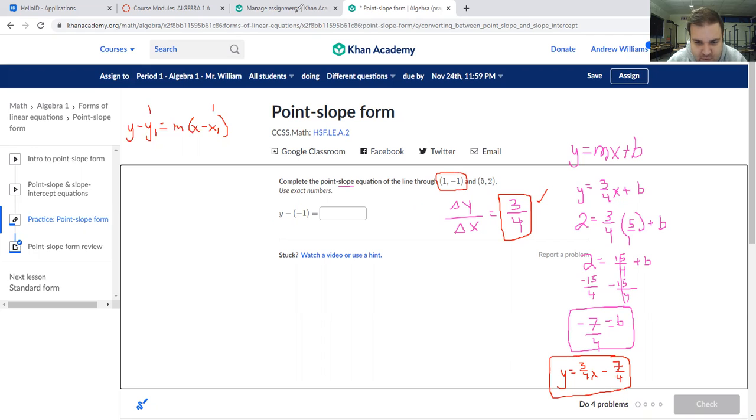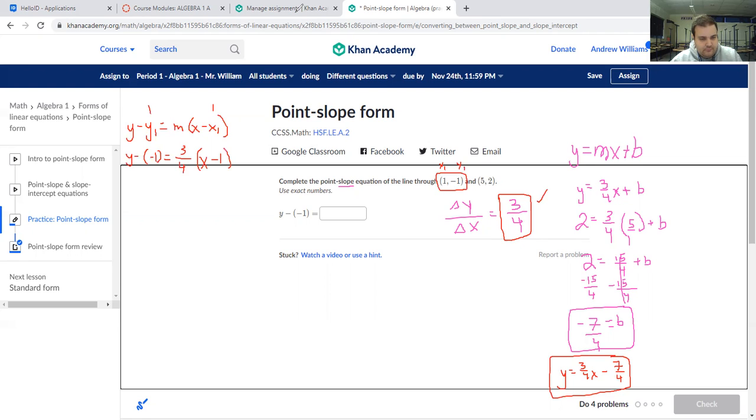So our x value is 1, so our x1 is going to be 1. Our y1 is -1. And what you do is you just plug those in. So you would have y minus our y1 value, which we're using in this ordered pair, so it's -1, equals our slope, 3/4, times x minus our x1 value, which is 1.